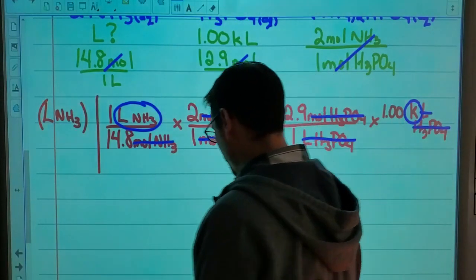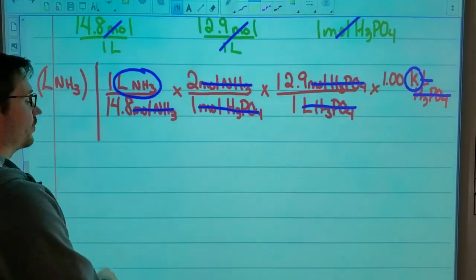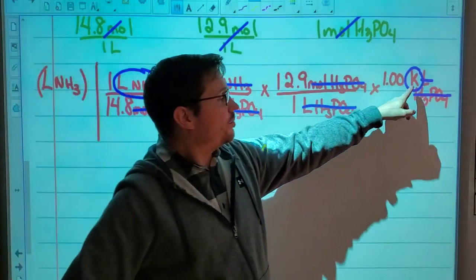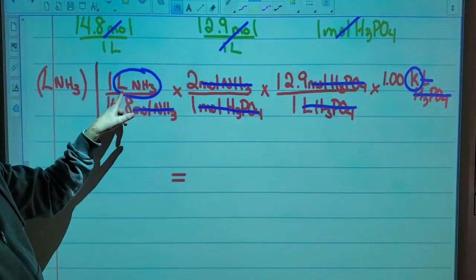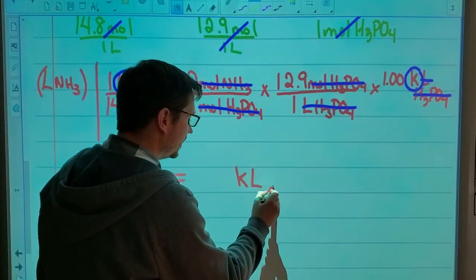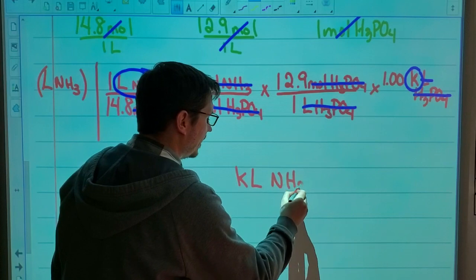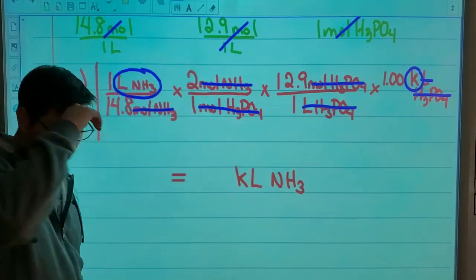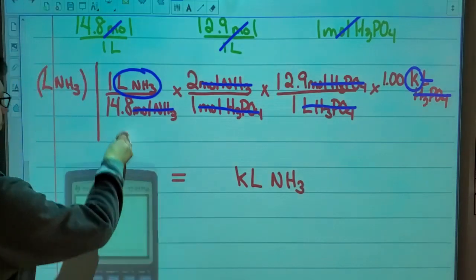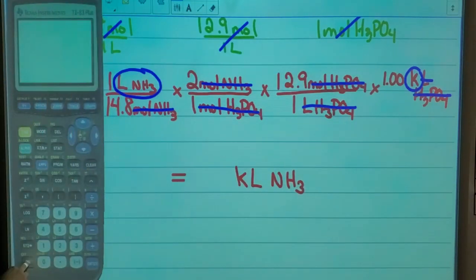So what am I left with? I'm not going to use any math right now, okay? But my answer is going to be kiloliters of NH3. So kiloliters of NH3. Now we're going to go ahead and put this into our calculator. Sure, no problem. It's not that big of a deal.